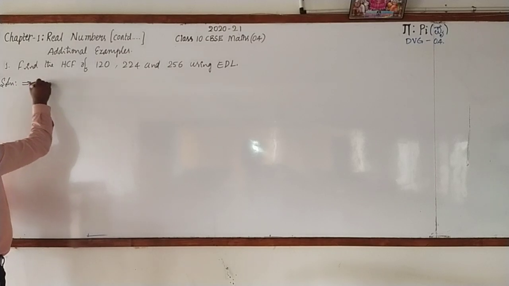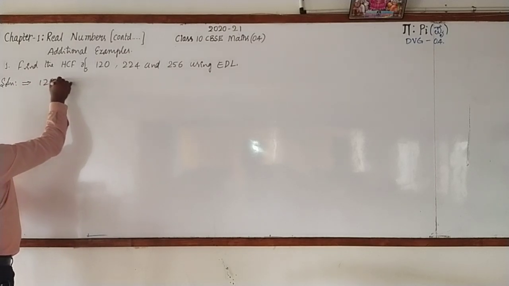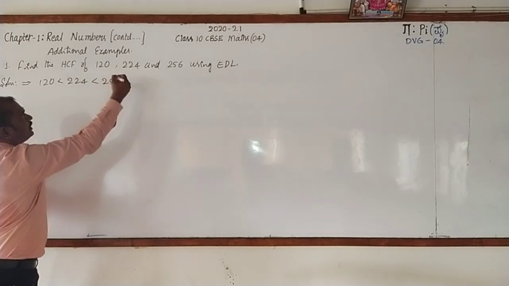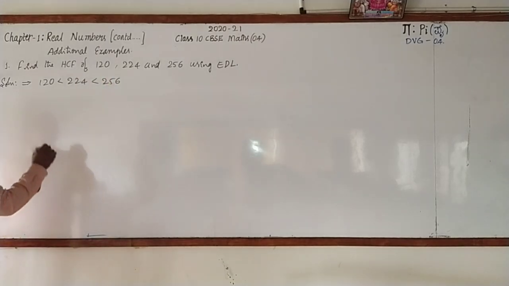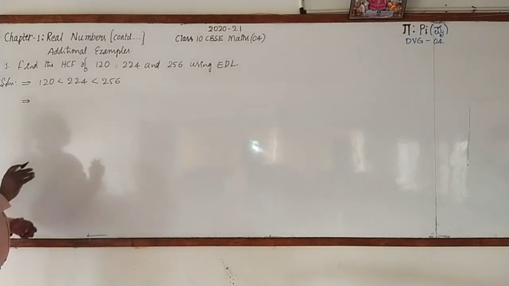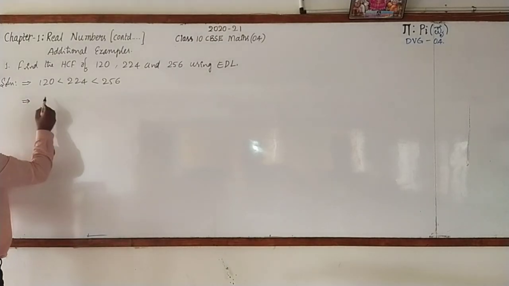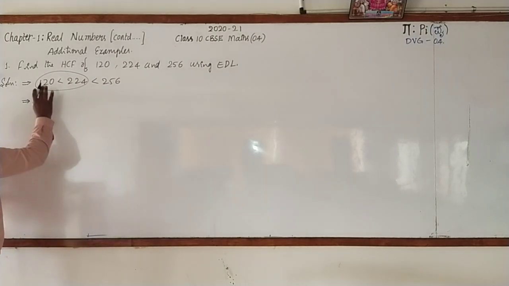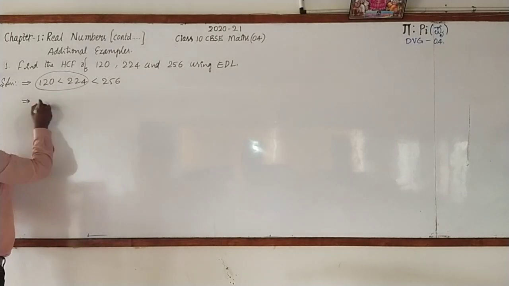Which is the smallest one? 120. Next one? 224. Next one? 256. They have only given the order. To find the HCF of these three numbers, first you should find the HCF of the first two numbers. What are those? 120 and 224.